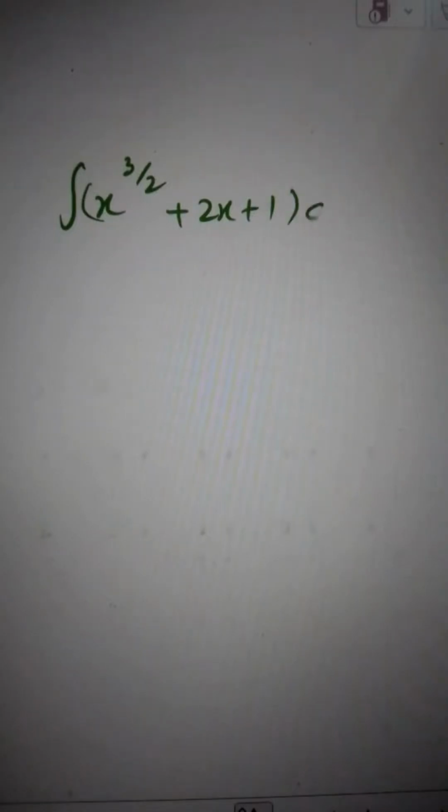It is again in algebraic form, x power, but different from what we solved before, x power 3 by 2 plus 2x plus 1. It is in a straightforward, easy algebraic form.